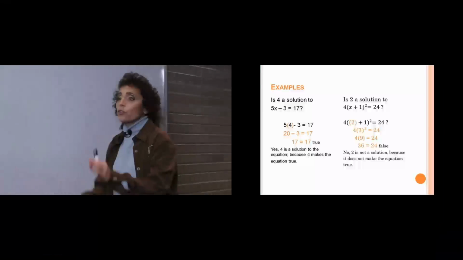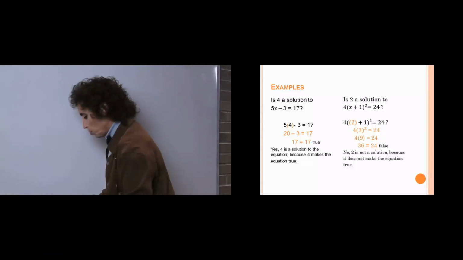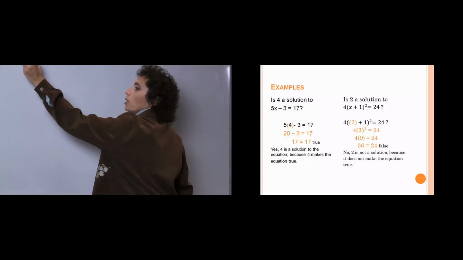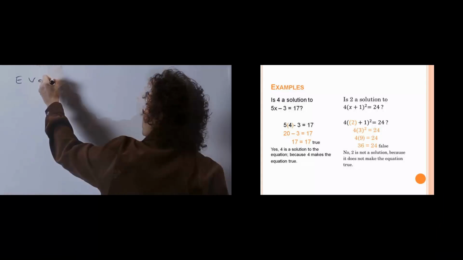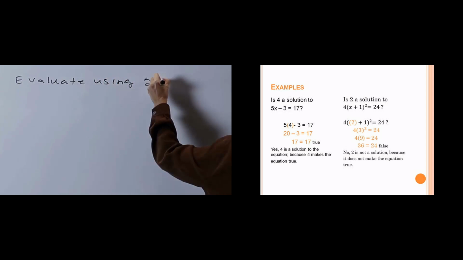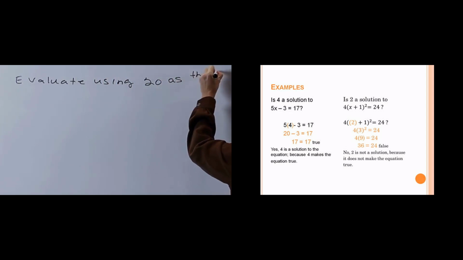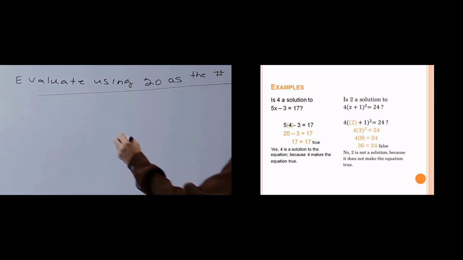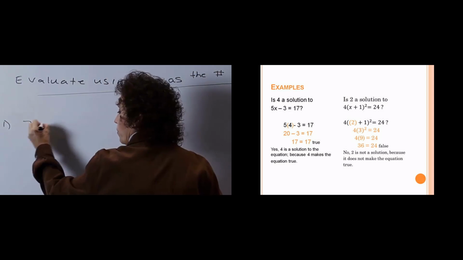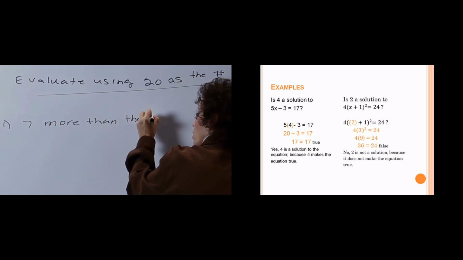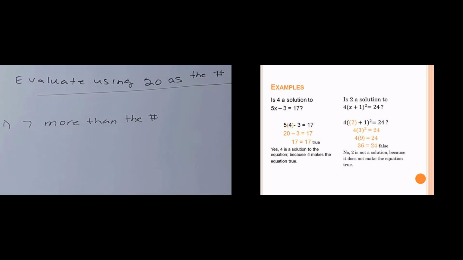Okay, now we're going to take some of these words and plug in what we know. So it says evaluate the following using 20 as the number. Okay, so evaluate. This is in your workbook. So wherever you see the number, you're putting 20 in. Okay, so let's start with number 1. 7 more than the number. Okay, well, this is all about keywords.